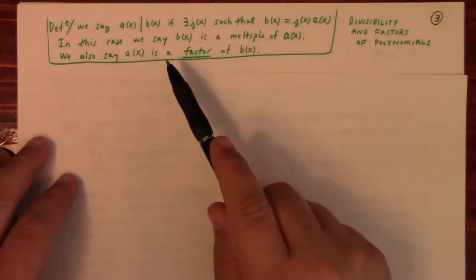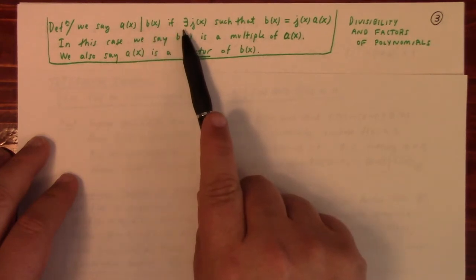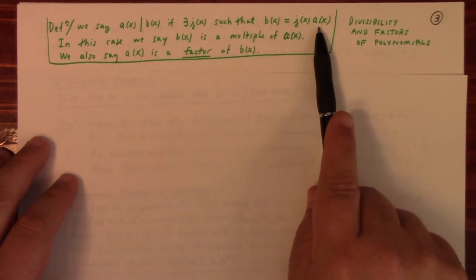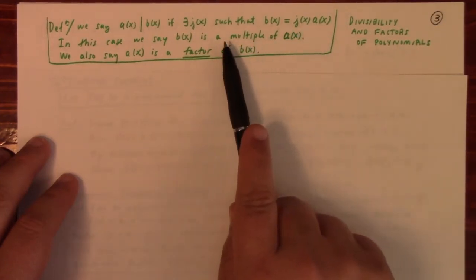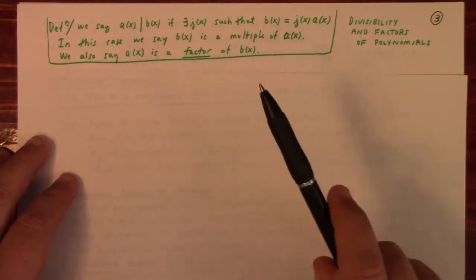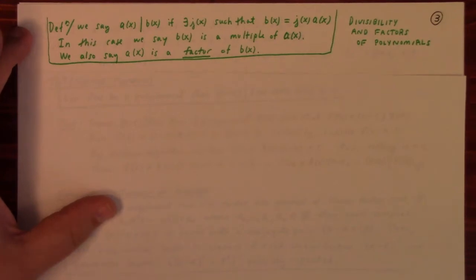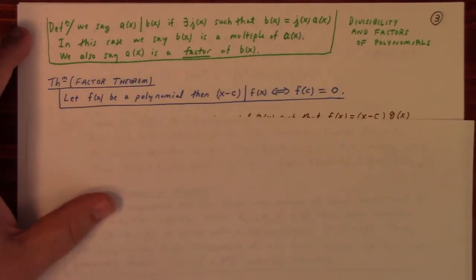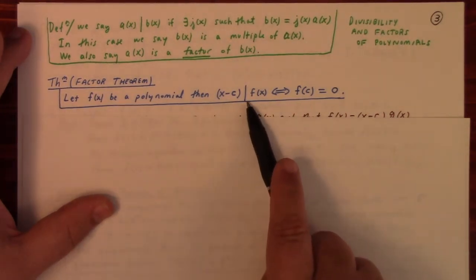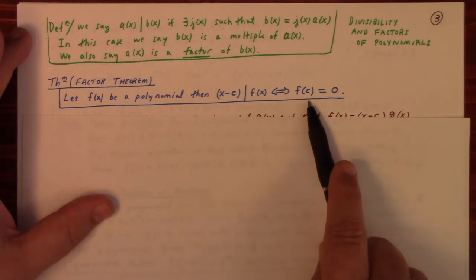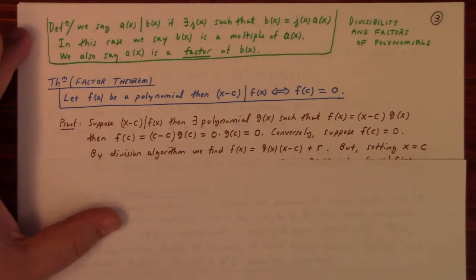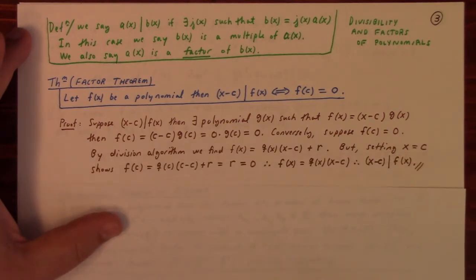Okay, so a of x divides b of x if b of x is a multiple of a of x, but here we're allowed to multiply by a polynomial, so it's a polynomial multiple, all right? In this case, we say b of x is a multiple of a of x, and we also say that a of x is a factor of b of x, all right? So everyone's factored, right? We've got the factor theorem. If f of x is a polynomial, then x minus c is a factor of f of x if and only if f of c is 0. That is proved using the division algorithm, right?